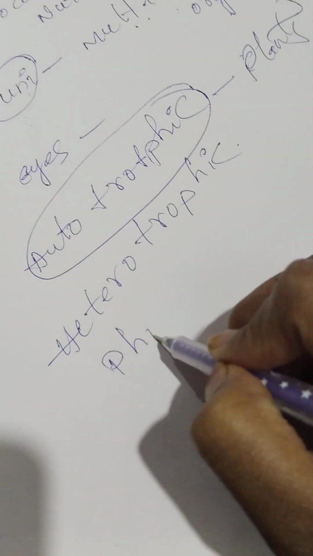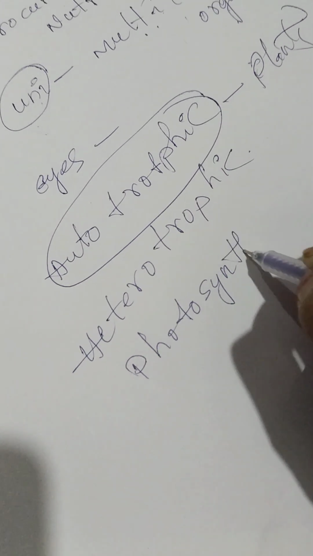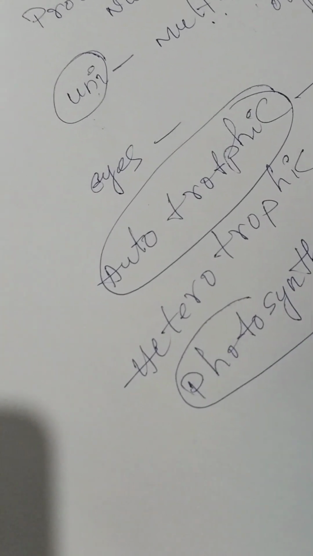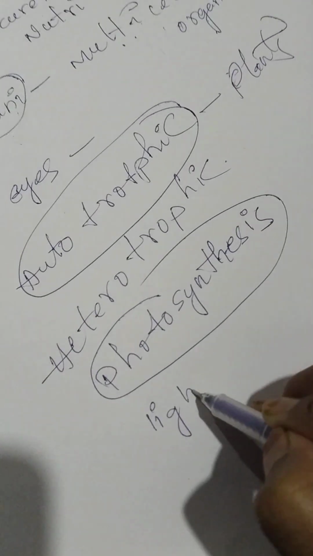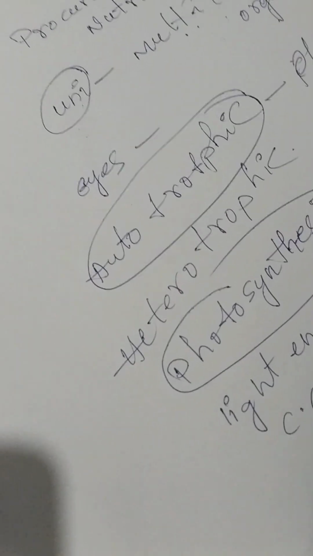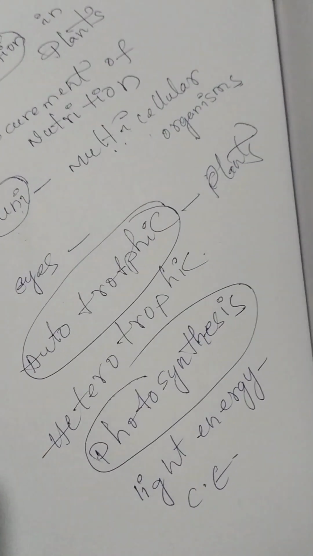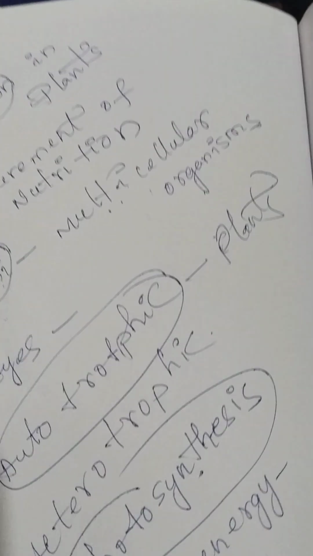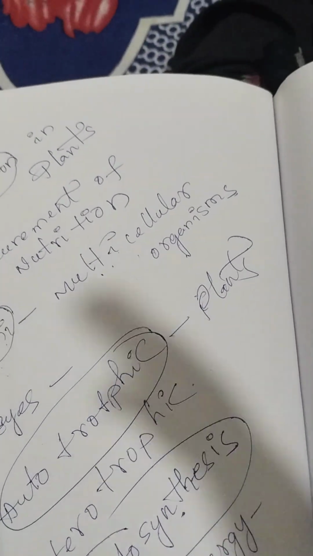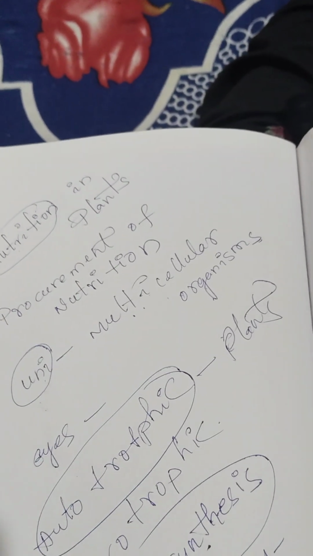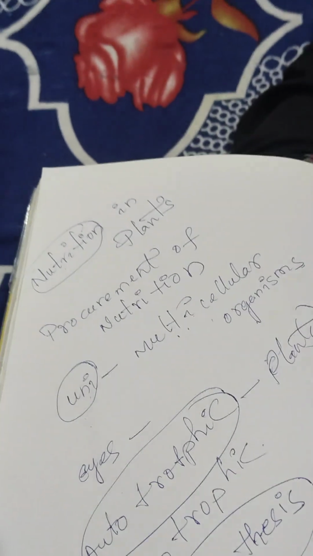By the process of photosynthesis. What is meant by photosynthesis? The transfer of light energy into chemical energy. Light energy into chemical energy is known as photosynthesis, or simply we can say the process where all the green plants capture sunlight, air, water, chlorophyll and carbon dioxide is known as photosynthesis.